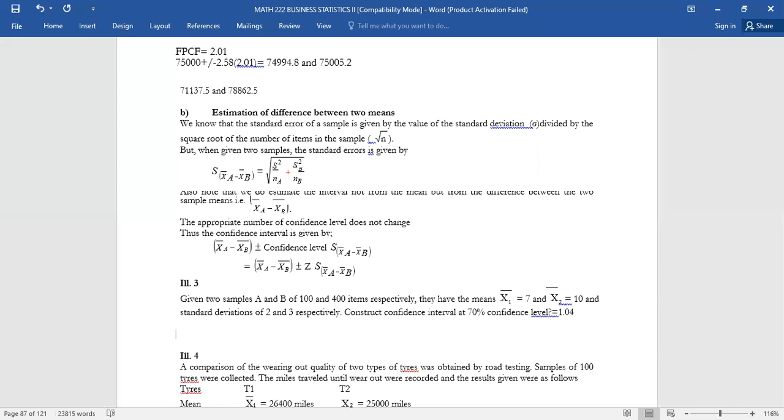So we've been given two samples, A and B. The sample mean of A is 7, that of B is 10. N1 is 100, N2 is 400. We've been given the standard deviations. It is 2 and 3.